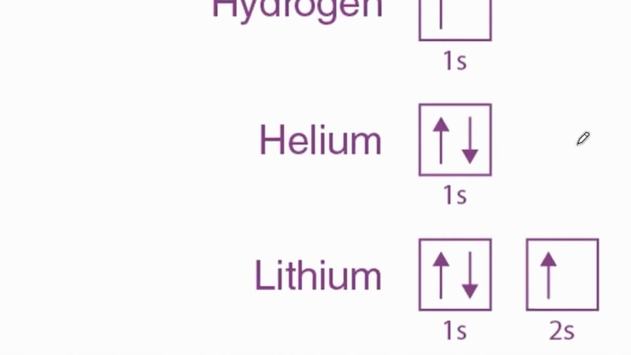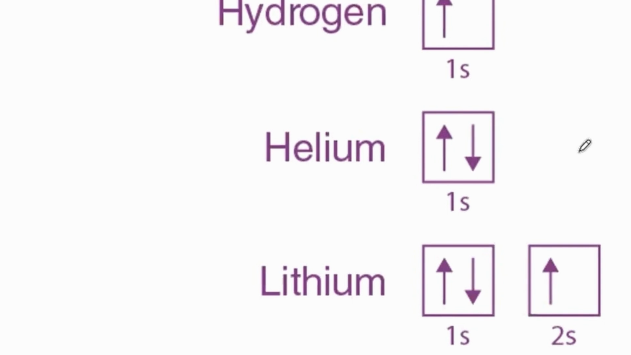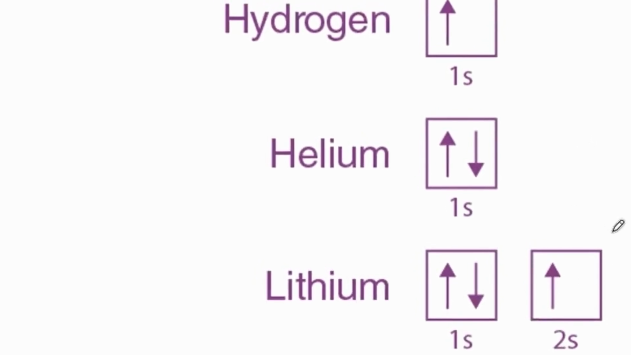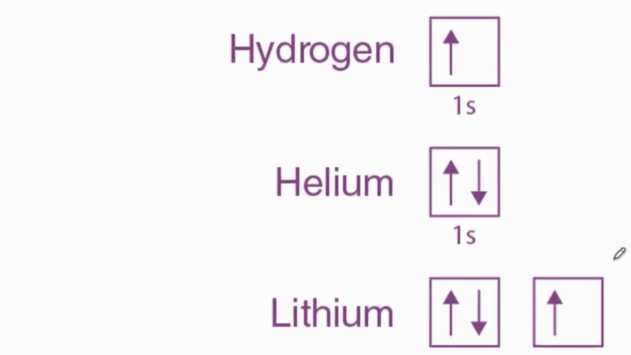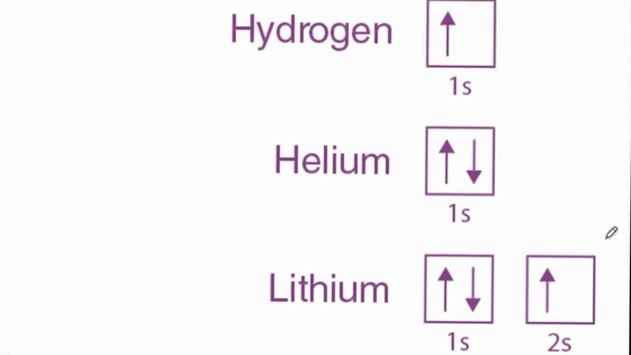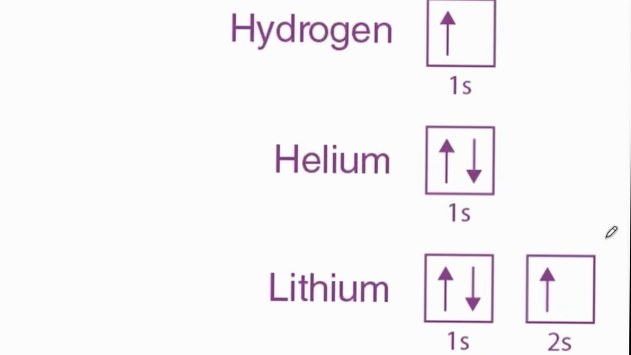Only 2 electrons can occupy the 1s orbital, and so 1 electron must go to the next lowest energy level, which is 2s. A shortened way to designate this orbital occupation is to write the orbital name followed by a superscript indicating the number of electrons in the orbital. Thus, lithium has an electron configuration of 1s2, 2s1.